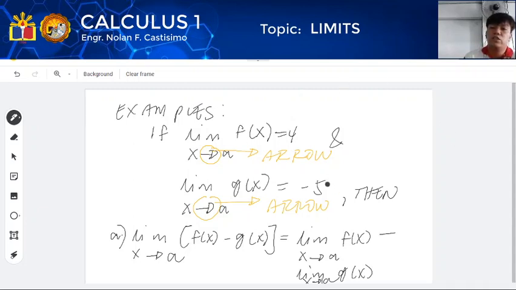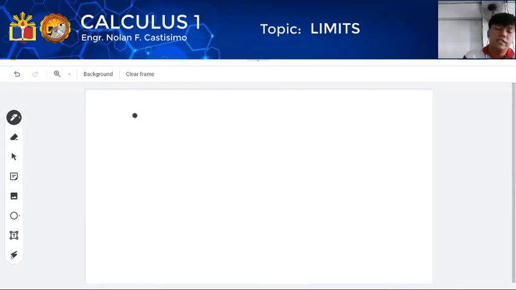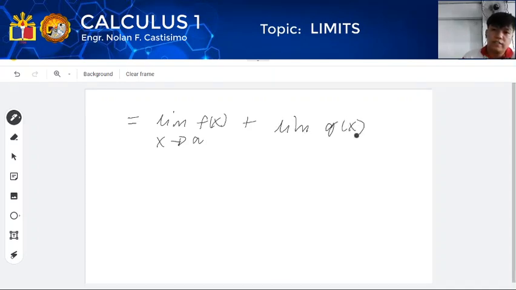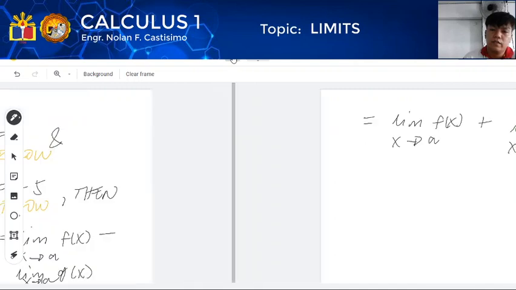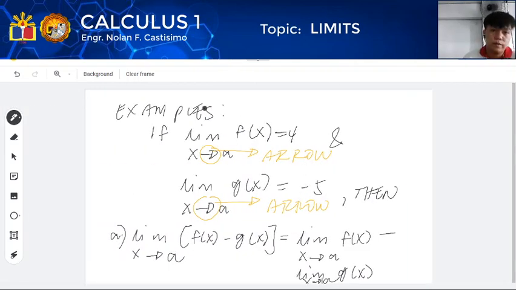Ayan. So, sa kabila na tayo. Equals. Ano yung limit of f of x natin? Limit of f of x as x approaches a plus limit of g of x as x approaches a. Yan. So, plus yun. Plus. Ulitin natin, plus pala dapat yan.